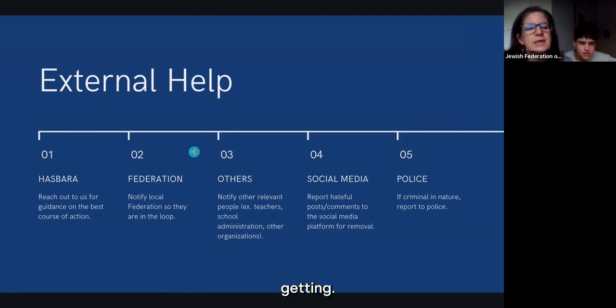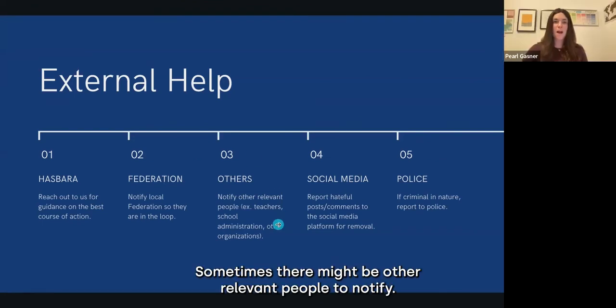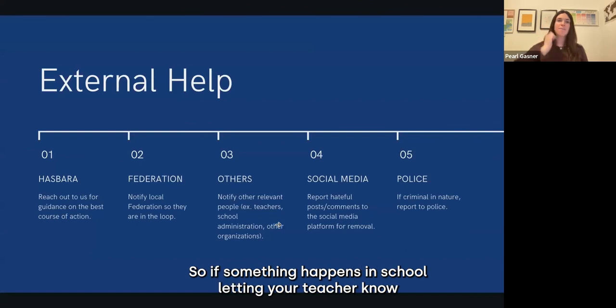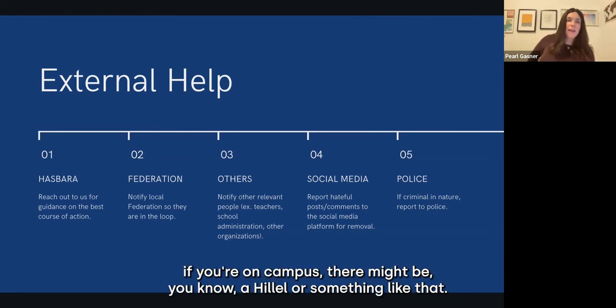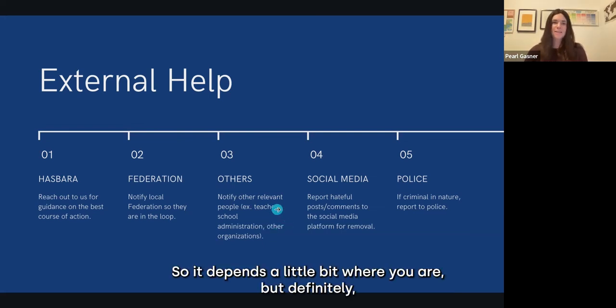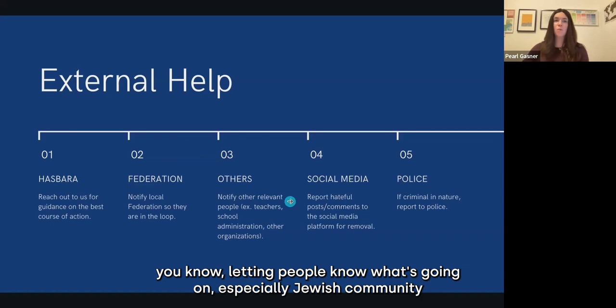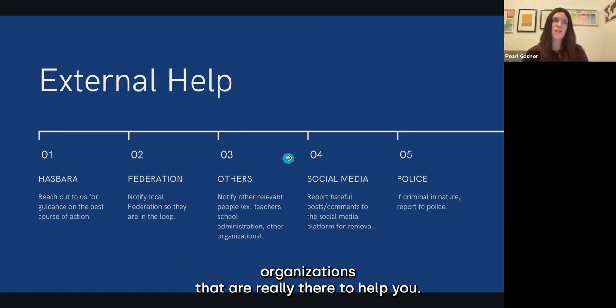Thank you for mentioning. Sometimes there might be other relevant people to notify. So if something happens in school, letting your teacher know, or letting the administration know. If there are other organizations that are relevant, if you're on campus, there might be a Hillel or something like that. So it depends a little bit where you are, but definitely letting people know what's going on, especially Jewish community organizations that are really there to help you.